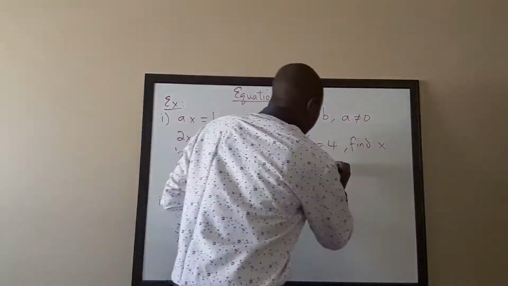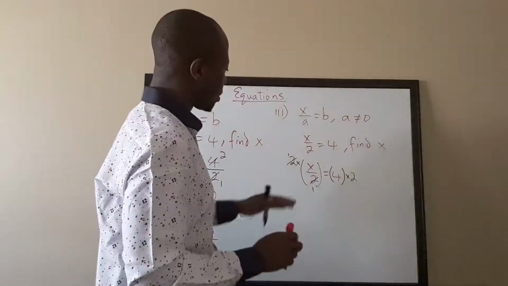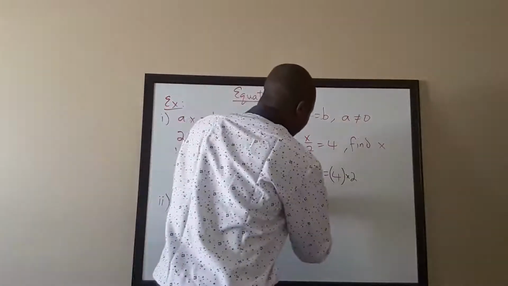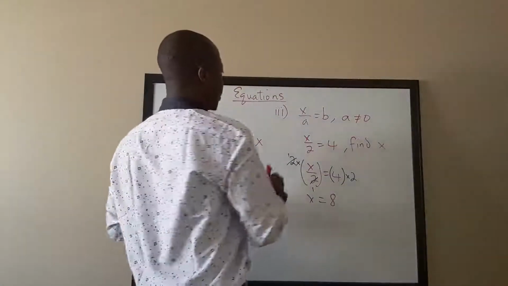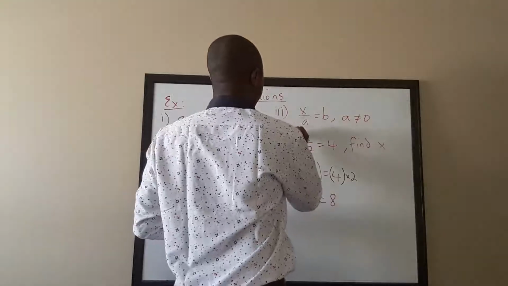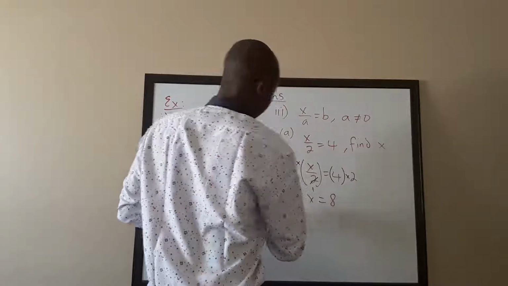So we're going to do the same thing here. We're going to multiply by 2. So here we're going to have x left. On the right we're going to have 8. So this is method A here. Then I'm going to do method B.